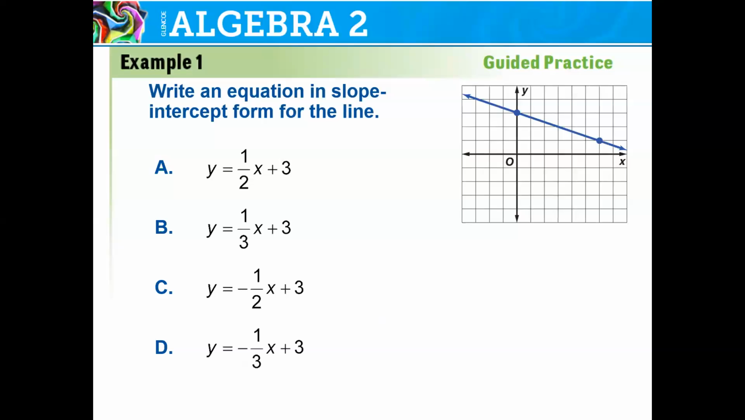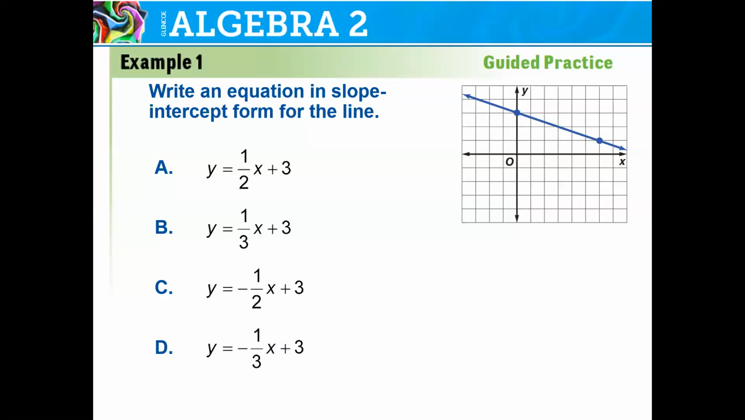Okay, write an equation in slope-intercept form for the line. Okay, this one, all we really need to do is just find the slope. And the reason being, I'm coming across it like a multiple choice question, like how you take the SAT, the PSAT, however you want to look at it. They give you quite a bit of information.